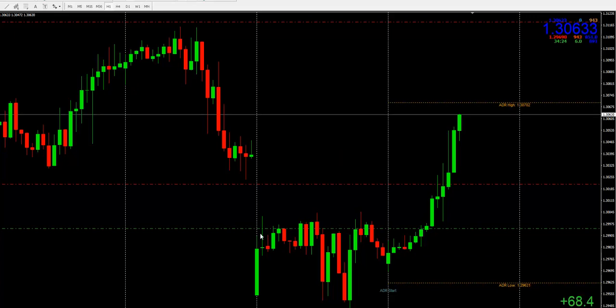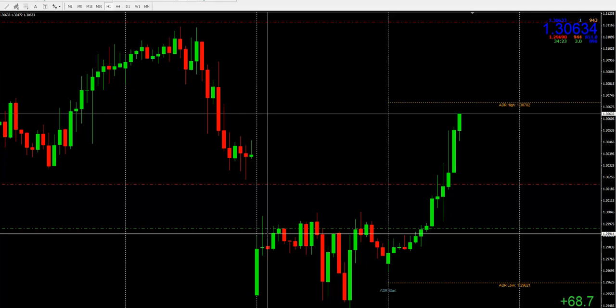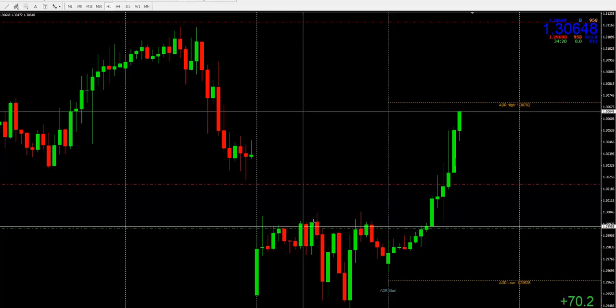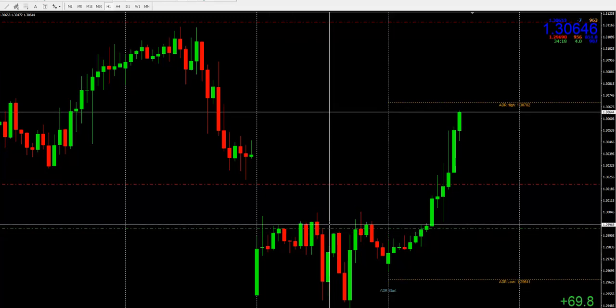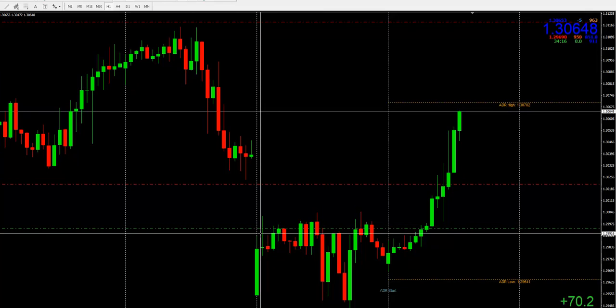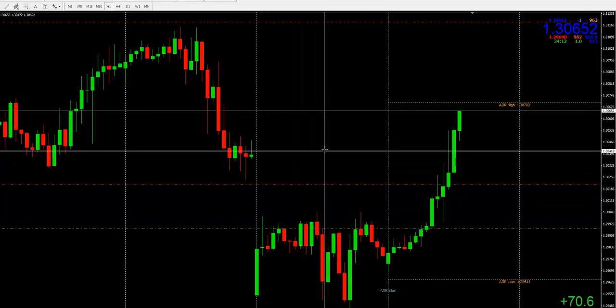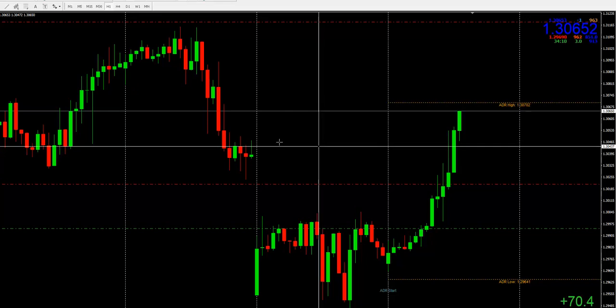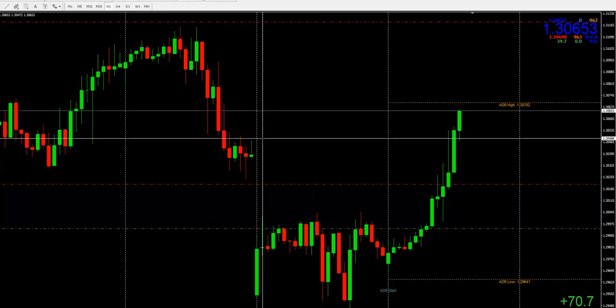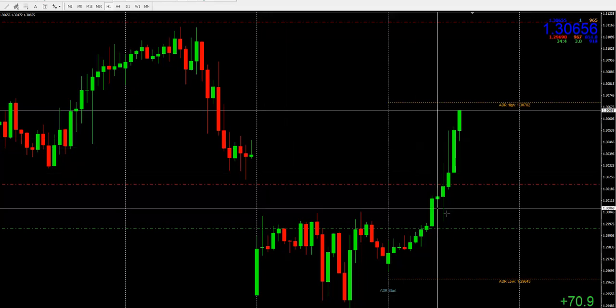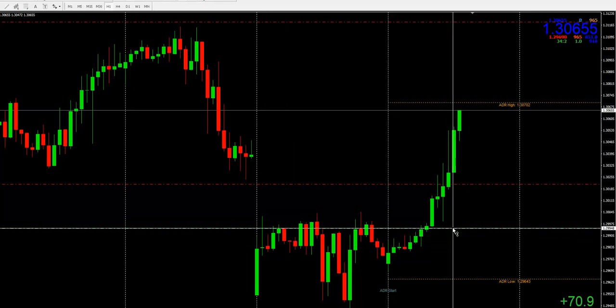In this case, you would have placed a buy stop here somewhere, or perhaps anywhere within or just above the opening candle, and you take profit when it goes above this last candle, that closing candle on Friday. So in that case, I entered the trade here, and I'm currently over 70 pips.